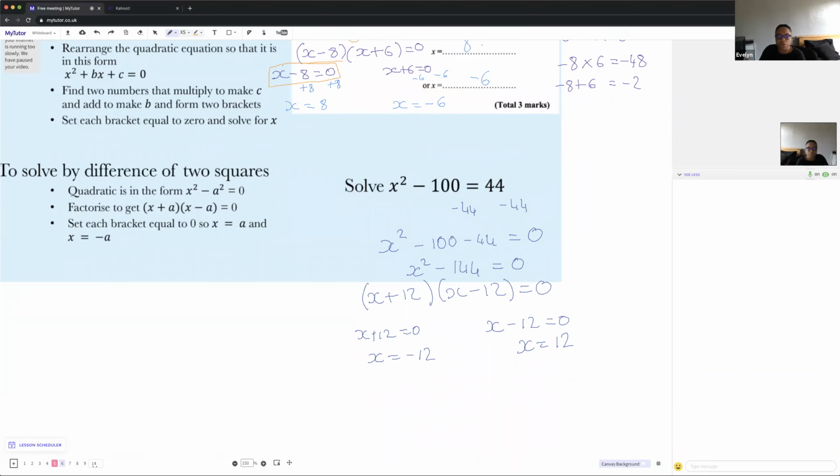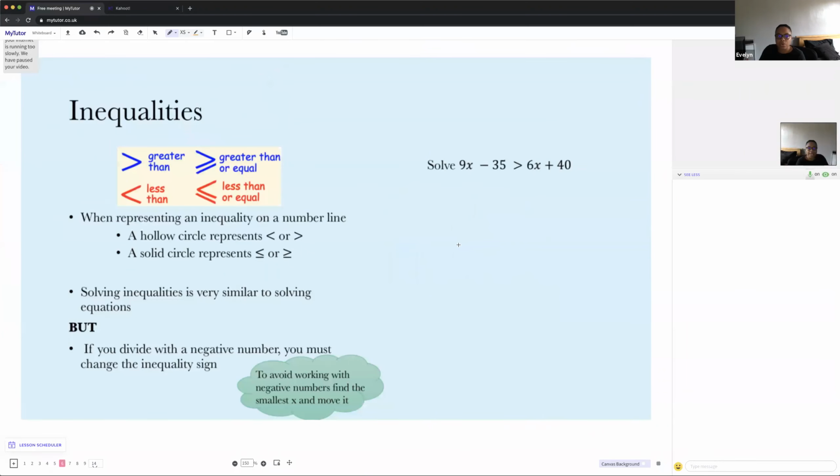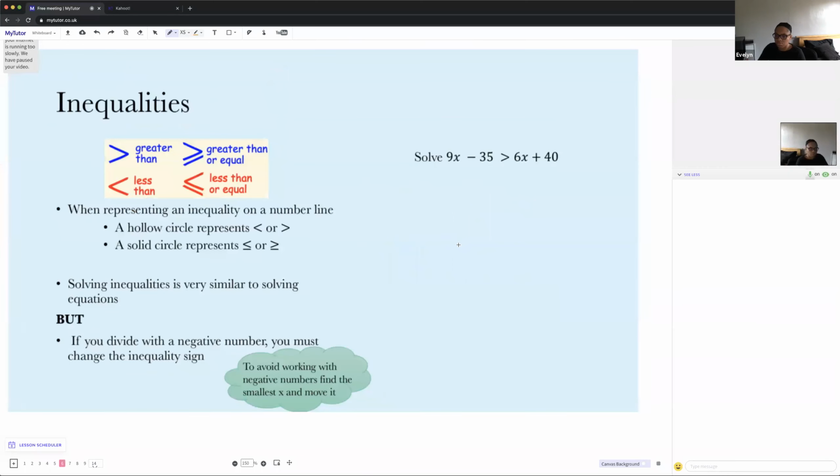We are now going to move on to the next section, inequalities. Inequalities and proportion is what we did yesterday, so we're going to go through this quickly. Remember, these are your 4 signs for inequalities.